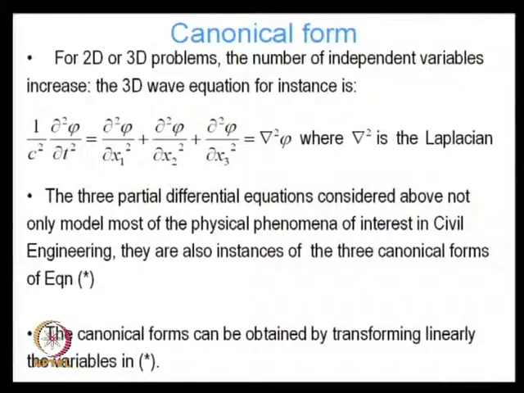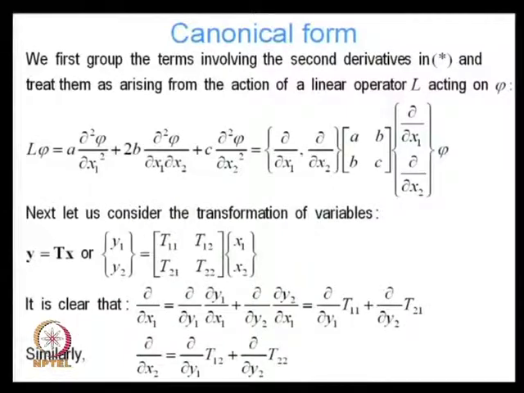How can we get the canonical forms? You can get the canonical forms by transforming linearly the variables in star, by doing a linear transformation. How do we do that? We first group the terms involving the second derivatives in star and treat them as arising from the action of a linear operator L acting on phi. These are the terms which involve the second derivatives: with respect to x1, with respect to x2, and this is the cross term. We say that we get this by the action of some linear operator acting on phi.